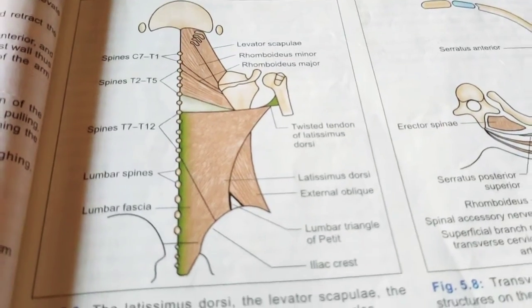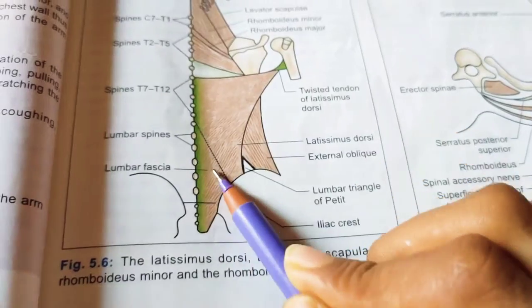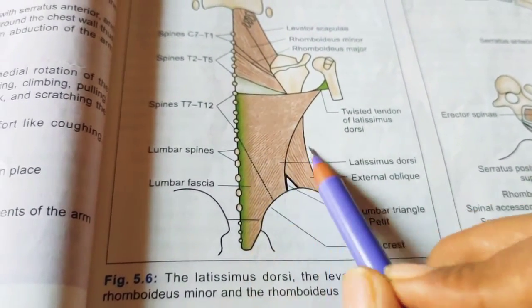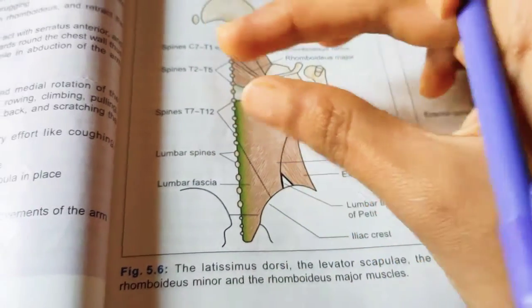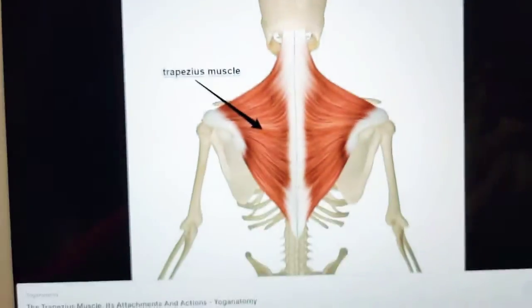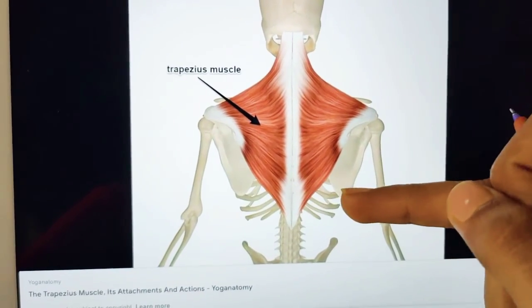Now we are going to start the latissimus dorsi. You can see in this diagram clearly this is the latissimus dorsi muscle. It is covering a large area of lower back and it's overlapped by trapezius. Actually the trapezius will be up on it. For example, you can see this diagram. Trapezius will be up on it like that. Over to it you will have the latissimus dorsi.